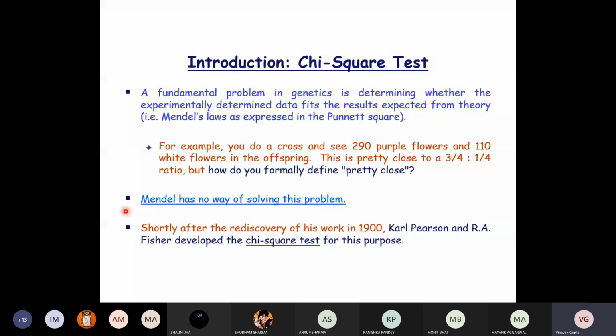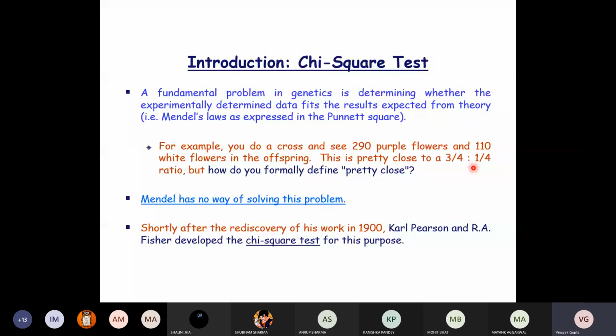Okay, so one example is cited on the slide, that you do a cross and see that there are 290 purple flowers and 110 white flowers in the offspring. So this ratio, if you see, is pretty close to the 3:1 ratio, which we get when Mendel actually did the genetic cross.